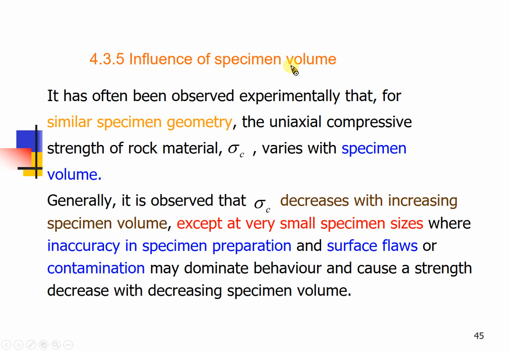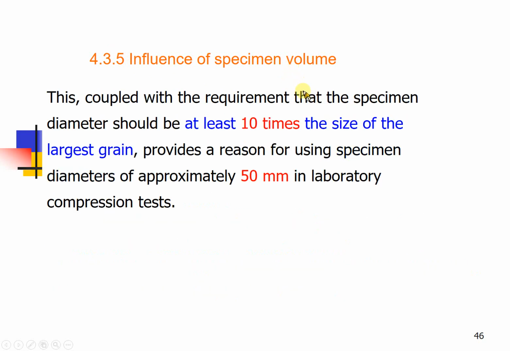There is a lot of theory to explain this kind of phenomenon, but most of the explanations point to flaws, weak points within the sample. If you have a larger sample, then you have more opportunity for flaws to initiate the failure of the sample. So we tend to use a sample of reasonable size.